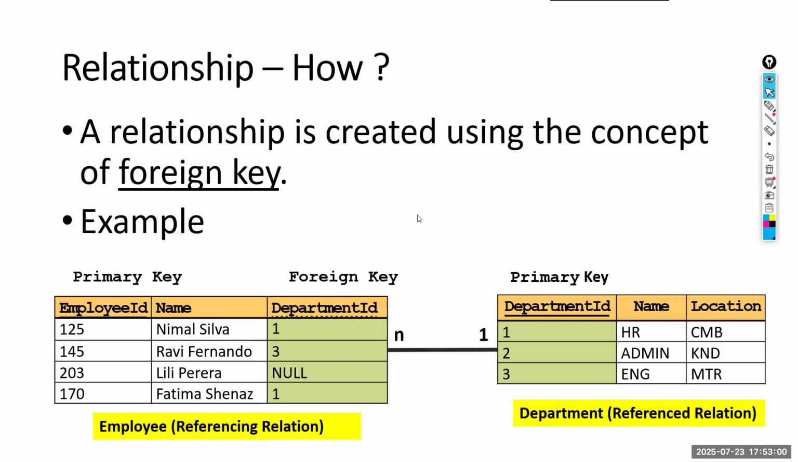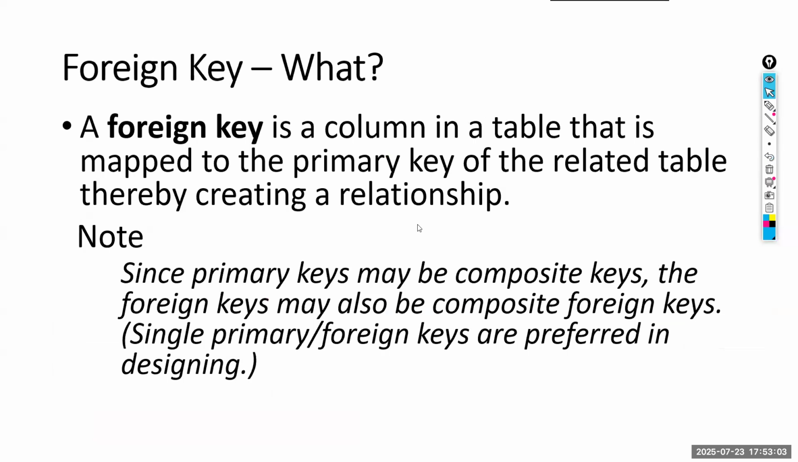Right. So now you know what a relationship is, and also what a foreign key is. A relationship is a logical connection between entities. A foreign key is a field in a table which is mapped to the primary key of the related table to create a relationship.